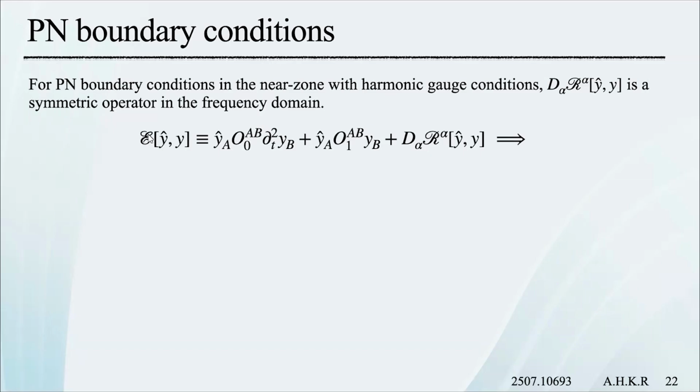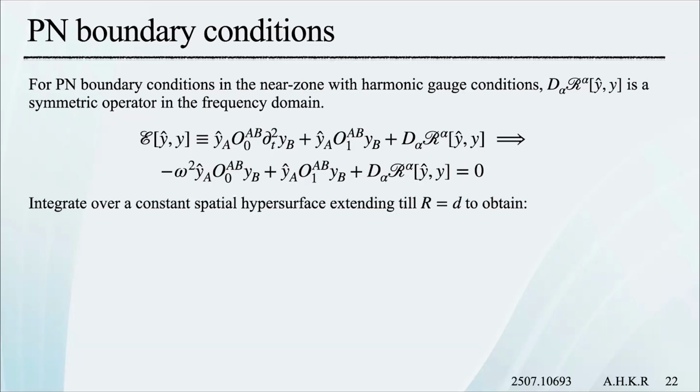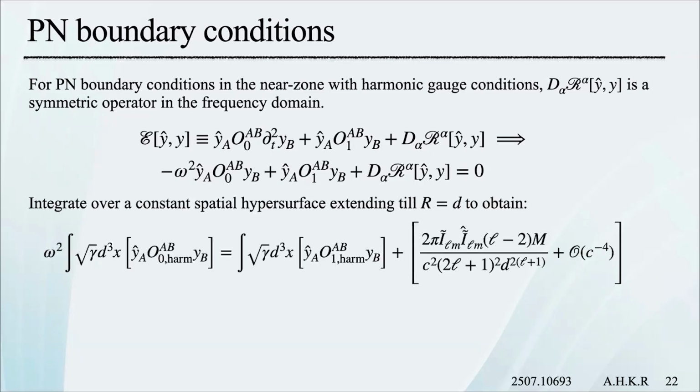So you look at the Lagrangian identity I described before. You look at that in the time domain. You take the Fourier transform, so you go to the frequency domain. These operators are symmetric. You integrate this over a spatial hypersurface extending from the center of the star to the edge of the buffer zone, and then you can integrate this boundary term by parts. And the end result is shown here.